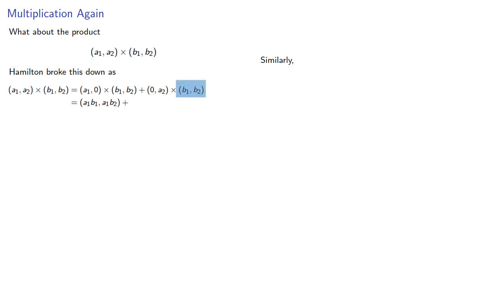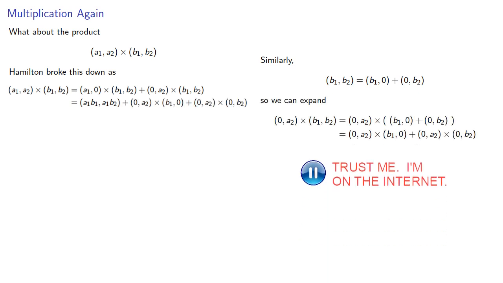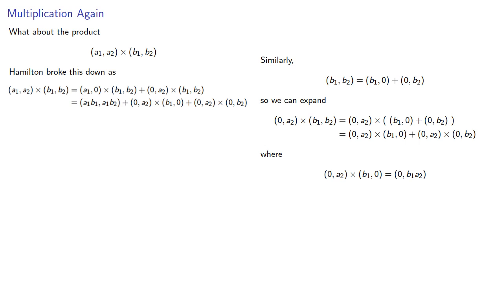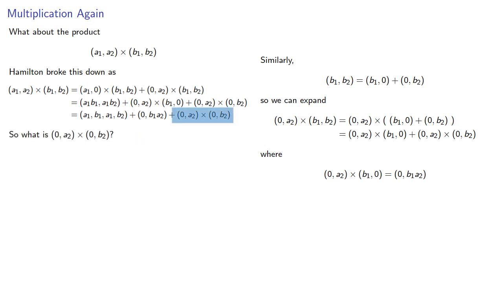Similarly, this second couple, (B1, B2), can be expressed as a sum, and so that means we can expand this second product as, and here again we have multiplication by a couple whose second component is 0, so that's going to be a scalar multiplication by B1, and that gives us, and so the only remaining question is, what happens when you multiply two couples where the first component is 0?